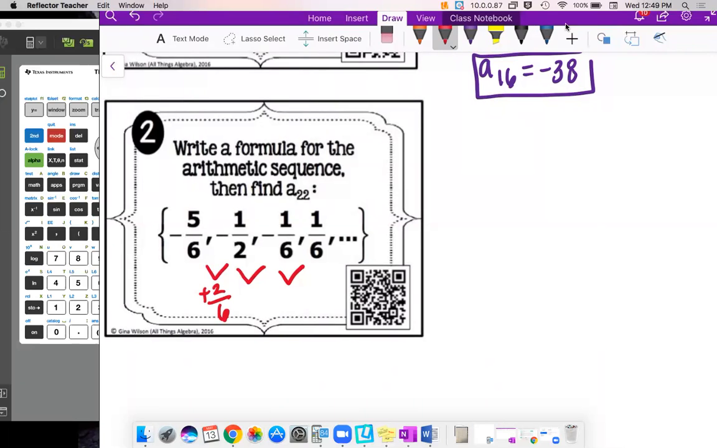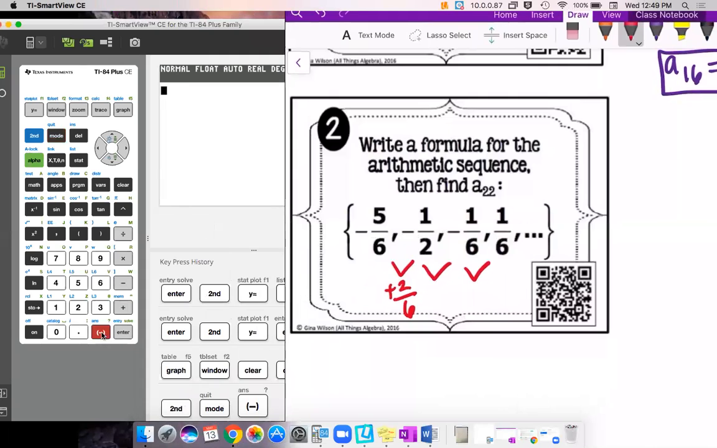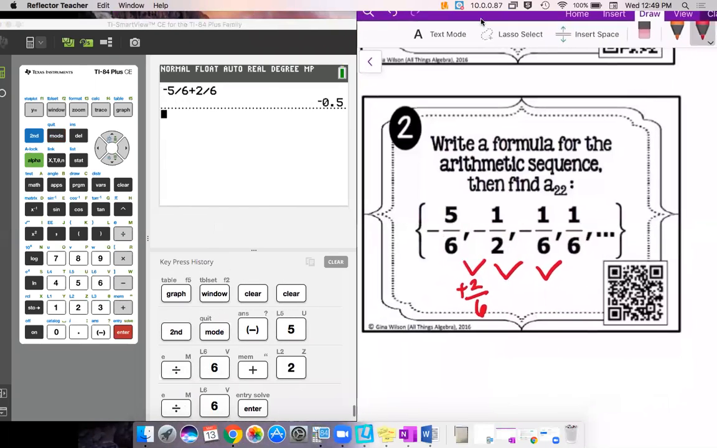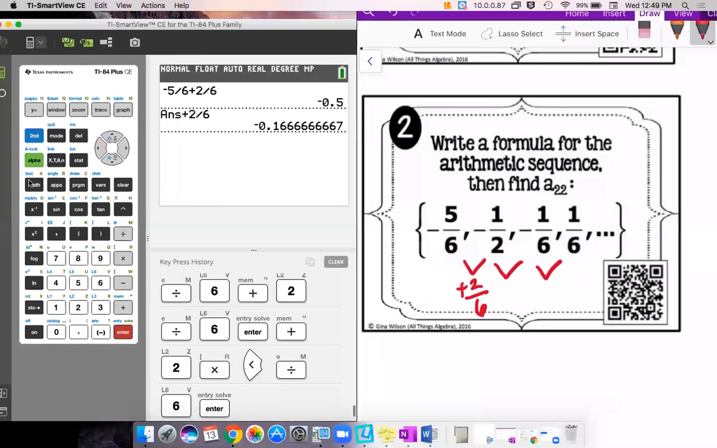And then we can just check using our calculator if that actually makes sense and works. So if I do negative 5/6 plus 2/6, I can see that that comes out to be negative 1/2. And then if I do that plus 2/6 again, oops. And you guys know you can do this whole math frac thing, right? So then I get negative 1/6.